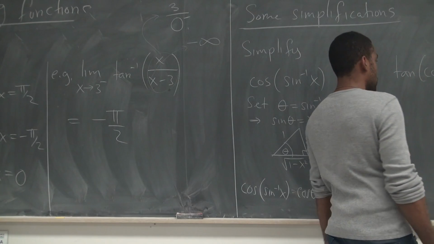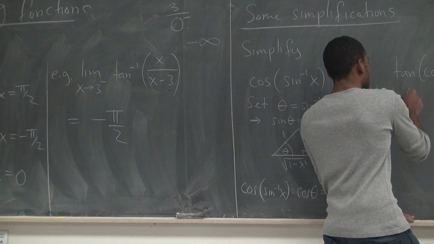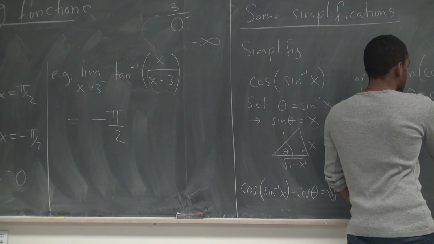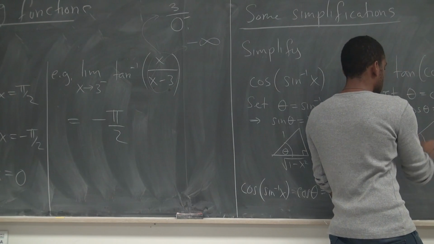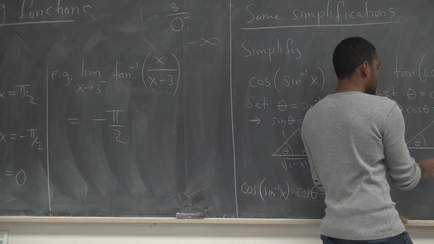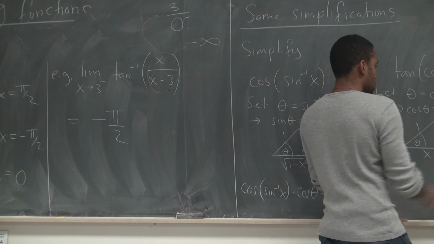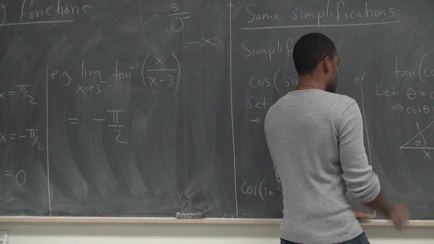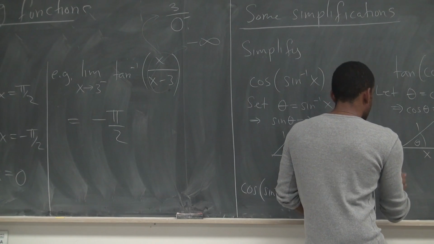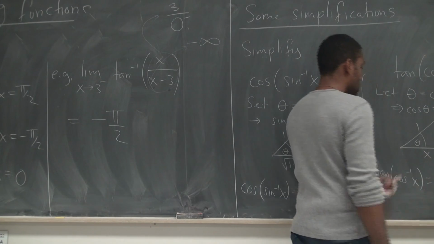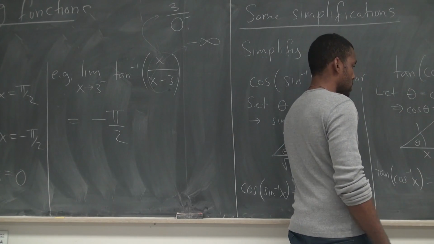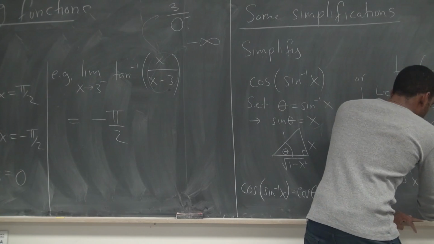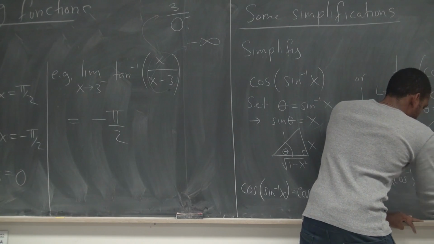What about tangent of cosine inverse? Same idea. So you let theta equal the cosine inverse of x, which means cosine of theta equals x, which means I can set up this triangle where my x is the adjacent side. That's the hypotenuse side, which means that this side is, again, the radical of 1 minus x squared. And so now, the tangent of cosine inverse of x is just the tangent of theta, but tangent of theta is what? Opposite over adjacent. So this expression actually simplifies to that.